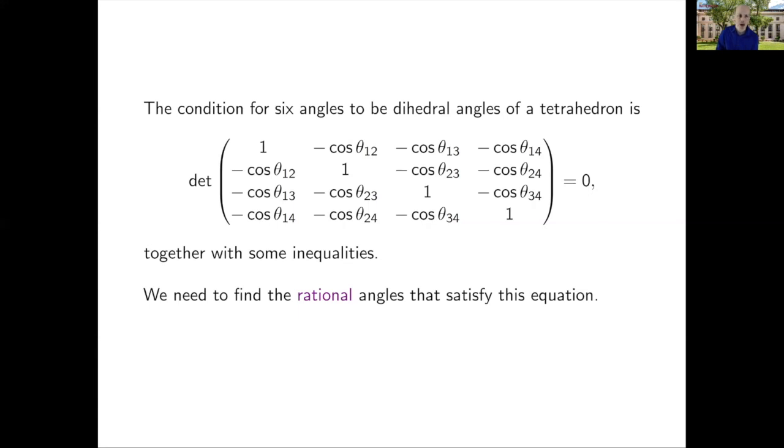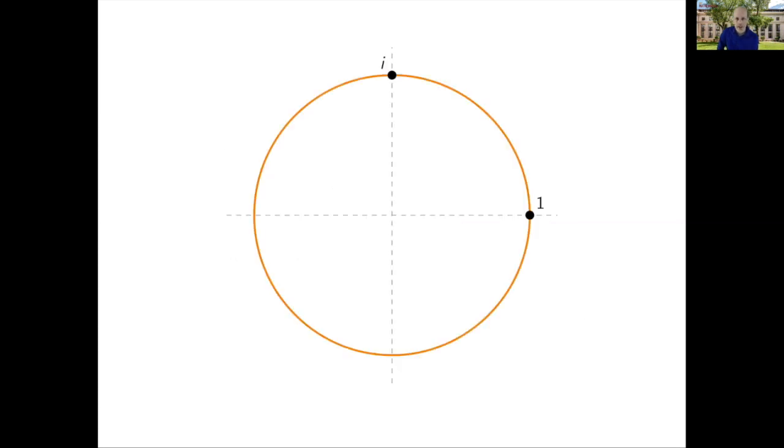So the strategy is, well, one thing that makes this complicated is that it involves this complicated function called cosine. And so one way to get rid of the cosine is to use complex numbers instead of these angles. So let me say a little bit about this. So here's a picture of the complex plane. So this is a plane where every point in this plane corresponds to a number.